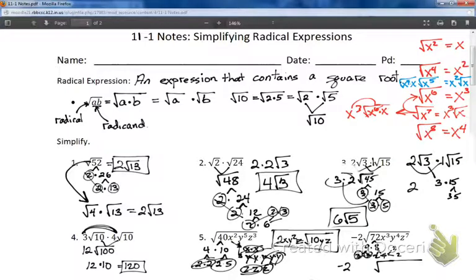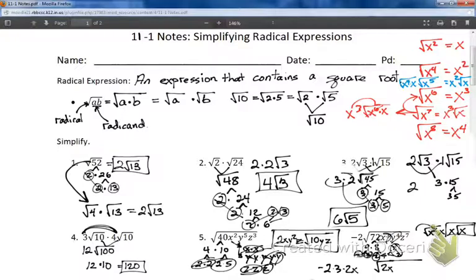So you've got that pair of 3's comes out as a 3. This pair of 2's comes out as another 2. And then that extra 2 stays on the inside. Now we need to do our variables. And again, it looks like I'm going to run out of room, so I'm going to move this already. So again, we have an x to the 3rd. So I'm going to think of that as x squared and x. So this pair of x's comes out, so that gives me this. So I'm going to have an x on the outside and an x on the inside.